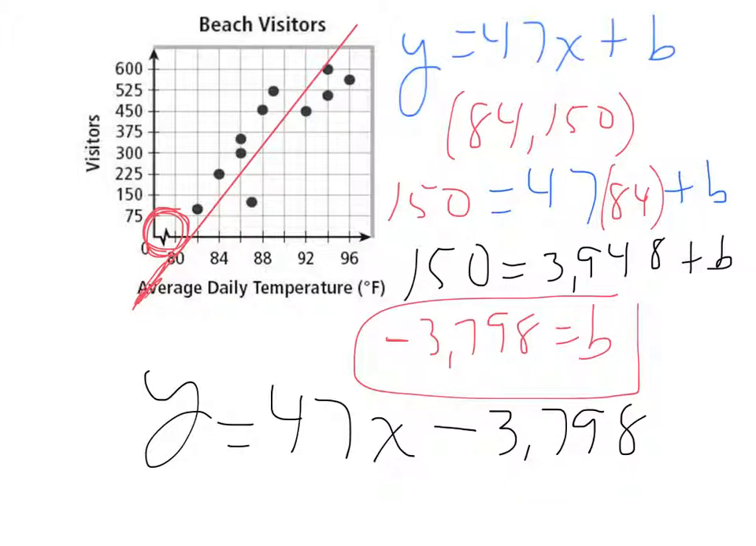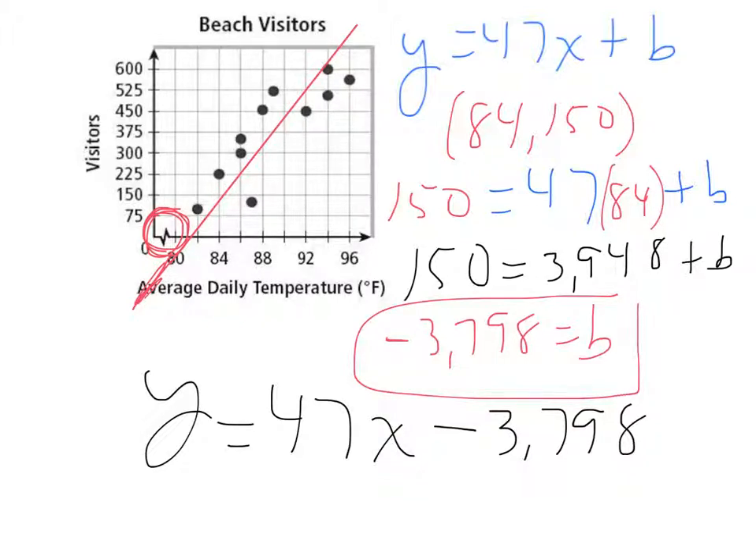So what we would do in a situation like this is we would actually restrict it. And we would say that this equation is only good, we're only going to use it for temperatures that are really above 80 or maybe 82. And after that, the data would not be reliable. This doesn't really help us much in terms of figuring out how many people go to the beach when it's 70 degrees out or 65 degrees out. So we would restrict the domain on it.